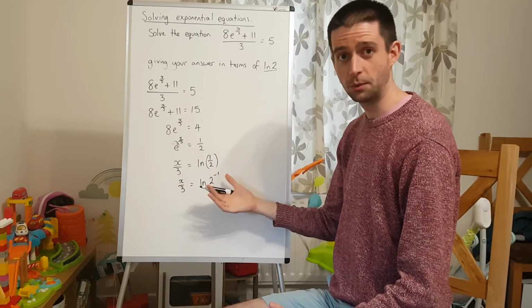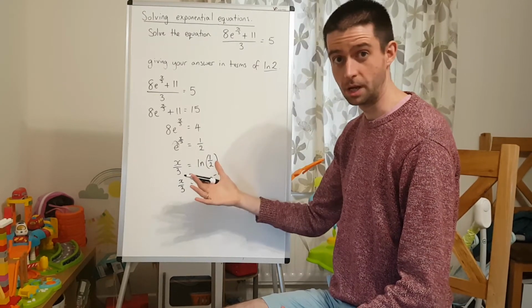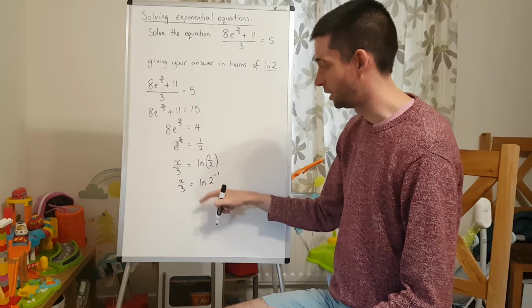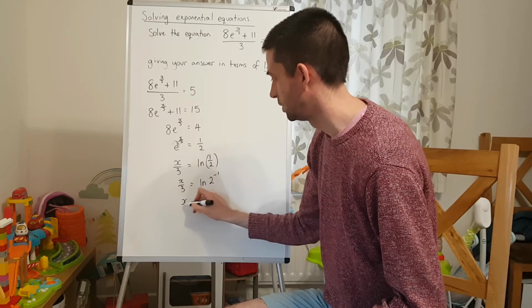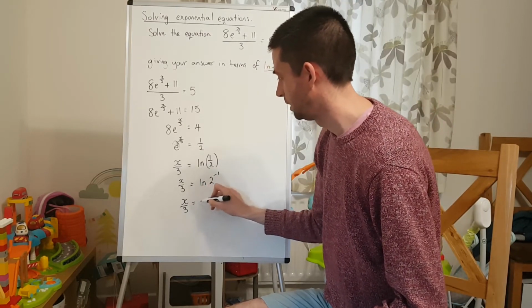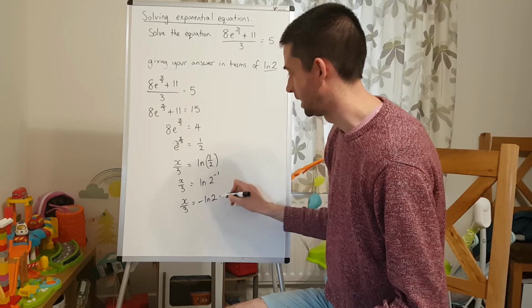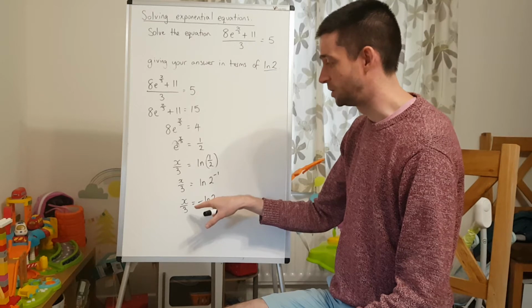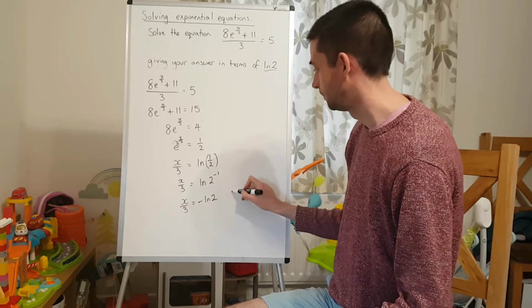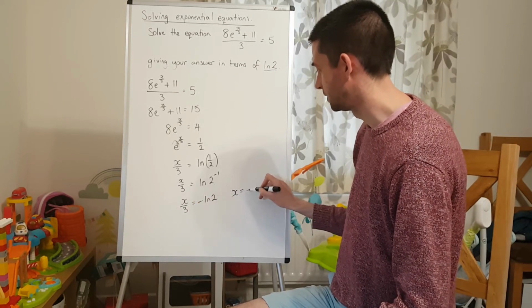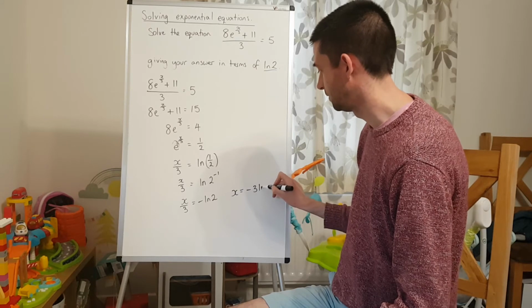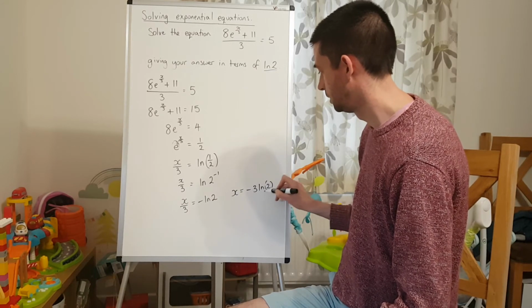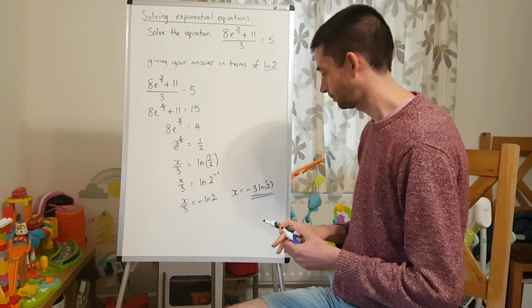And then using the powers rule of logs that we explored in part 2, that negative 1 can come down to the front, which gives me x over 3 equals negative ln 2. And then the final thing to do would be to multiply by 3, which is going to give me my final answer that x is negative 3 ln 2.